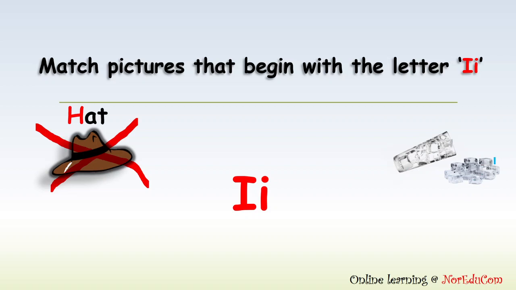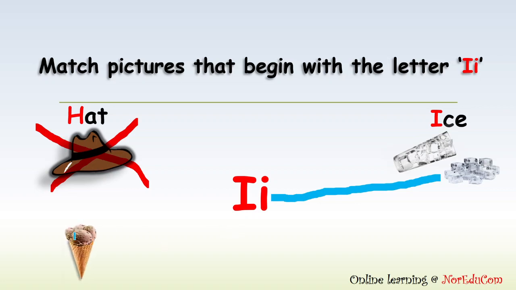Can you name the next picture? Yes, these are ice cubes. Ice. It starts with the letter I. Long sound I. So let's match it to the letter I. Can you name the next picture? Yes, that's right. This is an ice cream. Ice cream. It starts with the letter? Yes, letter I. So let's match it.